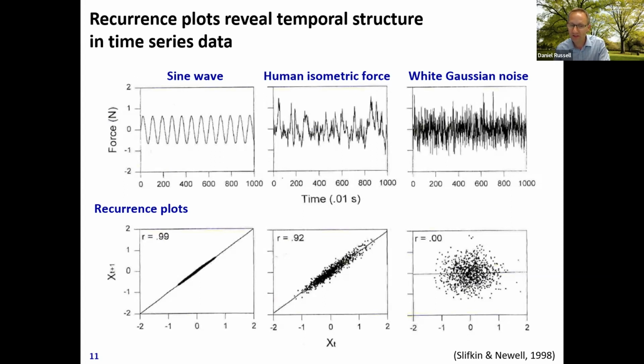It actually produces a correlation in that recurrence plot of 0.92. So there is certainly a strong relationship between current force and subsequent force. So recurrence plots start to tell us something about the structure. And this is something that you don't need lots of data for. You could do with very small data sets.